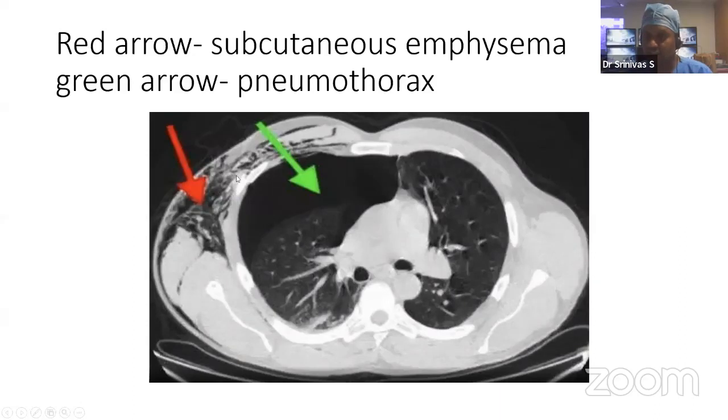When you see a structure like sand in the subcutaneous planes, then you have to suspect subcutaneous emphysema, that is air in the subcutaneous tissues.